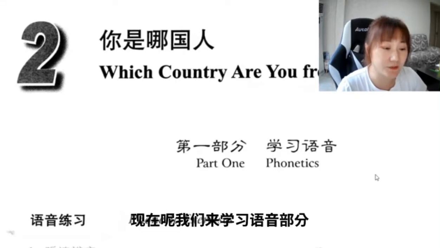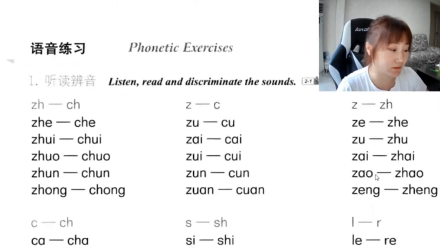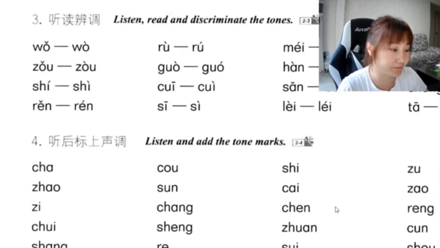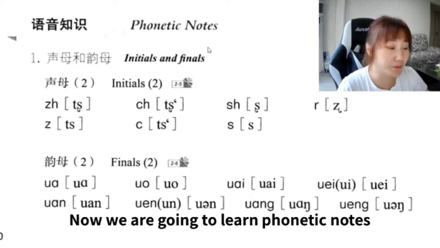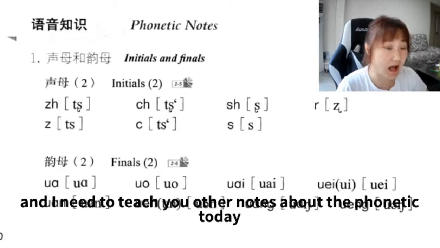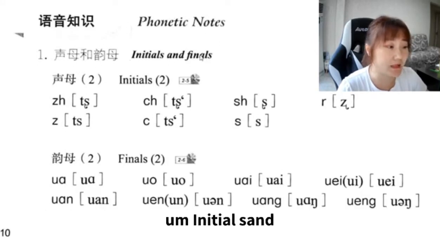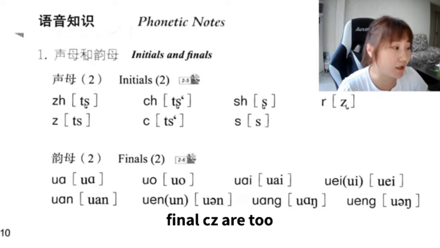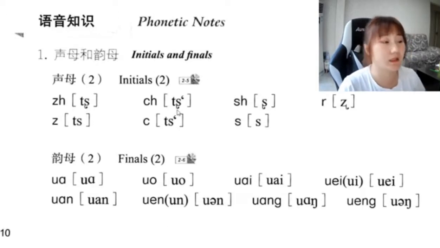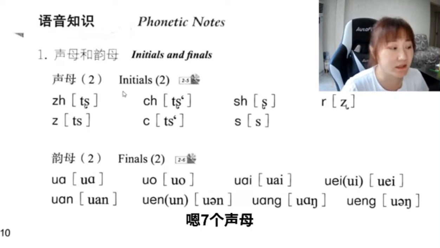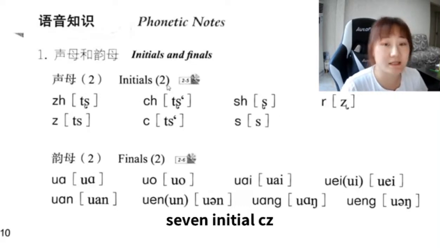现在呢,我们来学习语音部分。我们将呢先把语音的知识点给大家讲解一遍。Now we are going to learn phonetic notes, and I need to teach you the notes about the phonetics today, initials and finals. Part 2. 然后呢,我们先来学习7个声母。7 initials.